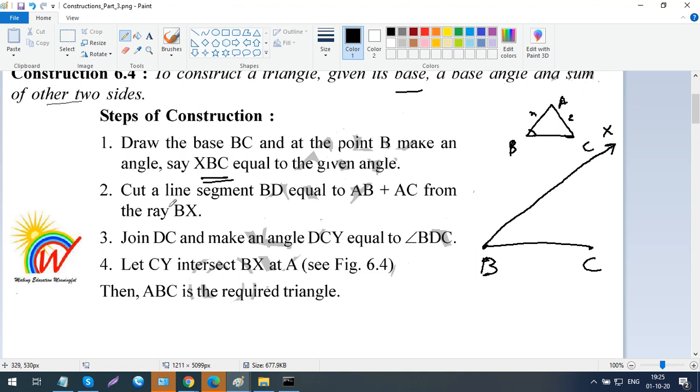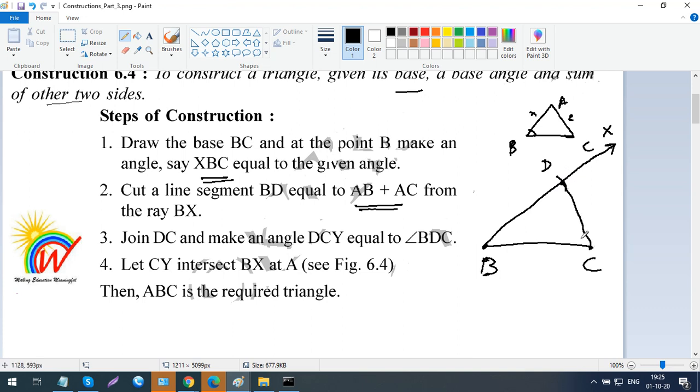Now the second step says to cut a line segment BD equal to AB plus AC. They would have given you the sum of the other two sides, right? So with that measurement you cut an arc from B, and let's name that point D. Now join D and C.